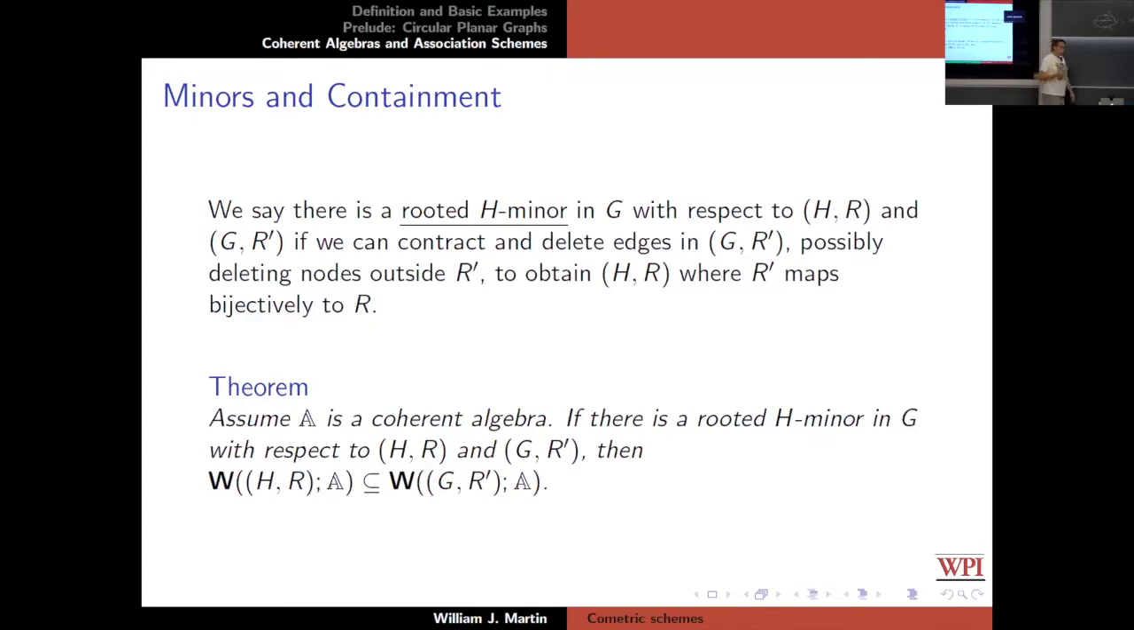And if you have that rooted minor, then those all ones matrices and identity matrices allow you to see that the space of scaffolds with diagram HR is contained in the diagrams with GR, right? You're just taking all of those edges that you contracted, put identity on those, all the edges you deleted, put the J on those, and you get a diagram that belongs in the smaller algebra.